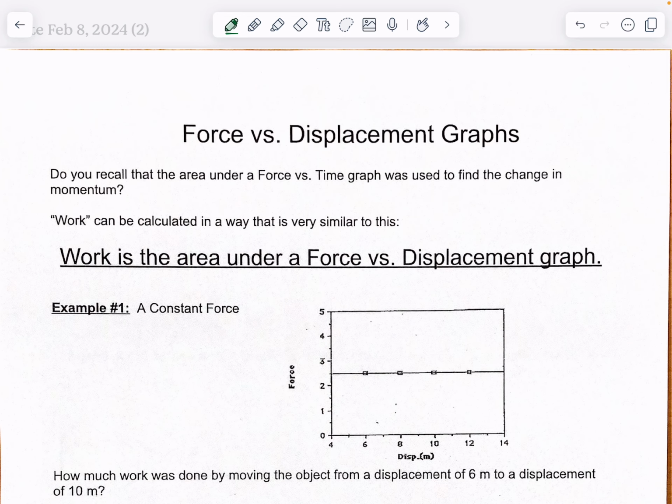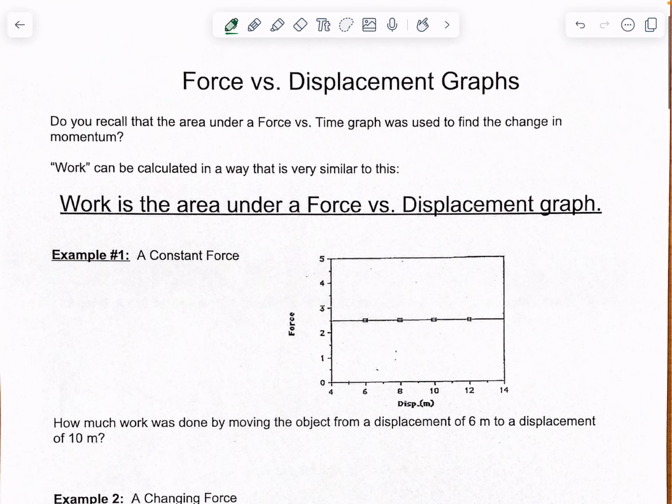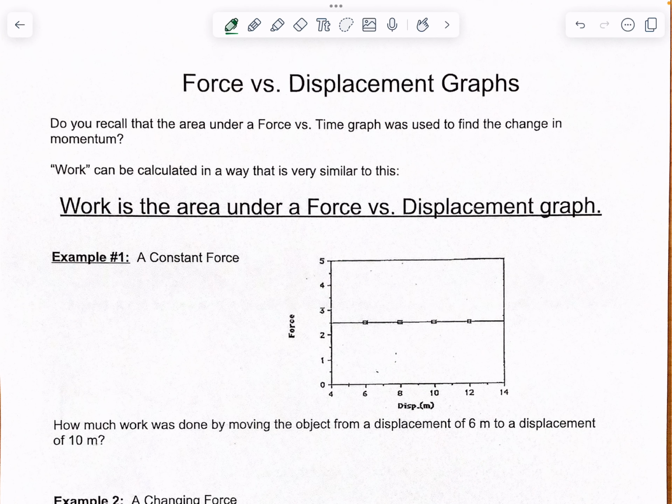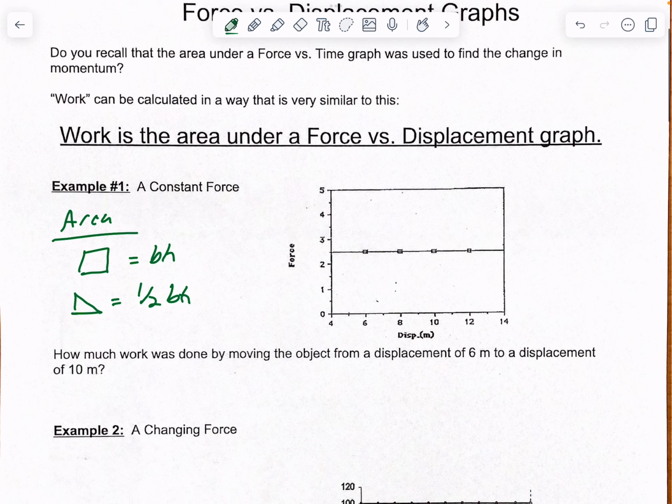So basically we just need to find the area on a graph, and that's about as hard as it's going to get. So if you need a little recap, if you want to find the area of a square or rectangle, it is base times height. And if you want to find the area of a triangle, which is half of a square, it would be 1/2 base times height.